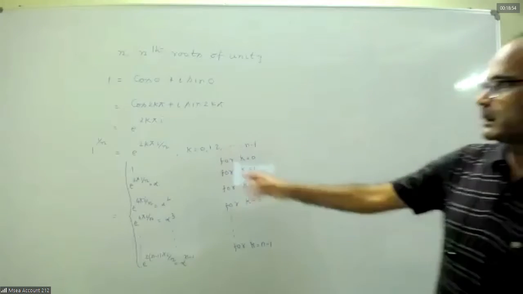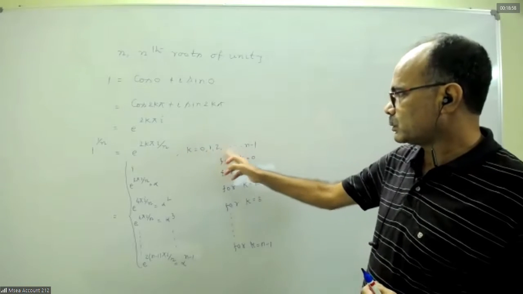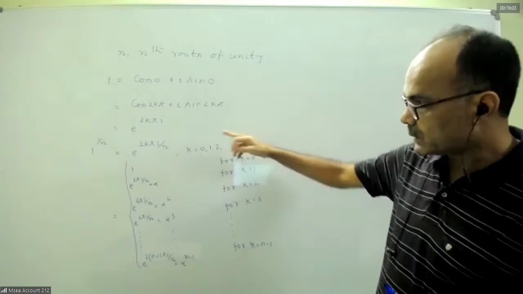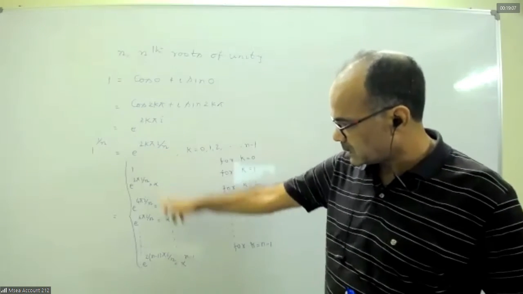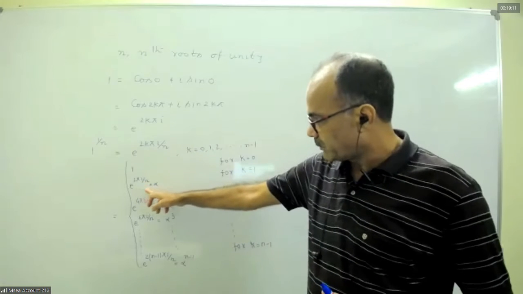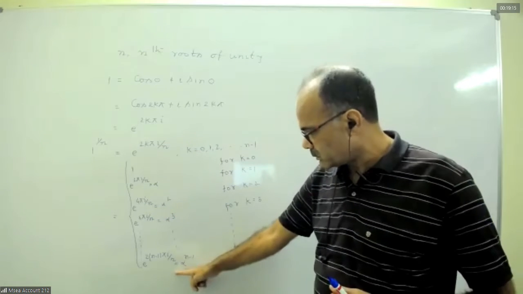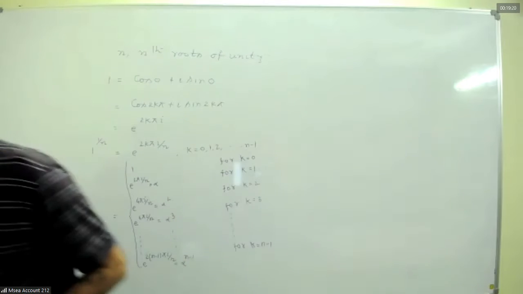Now, pick up any consecutive integral values of k: 0, 1, 2, up to n minus 1. These are n values. So we get these n values of 1 to the power 1 by n. These are the n roots of unity. If I assume this is alpha, obviously the next will be alpha square, alpha cube, and so on, up to alpha to the power n minus 1. Write it.